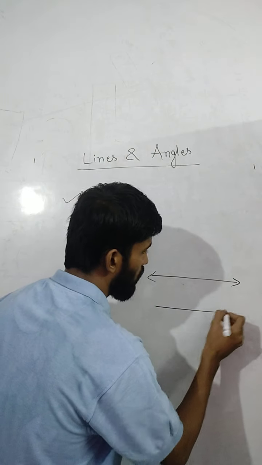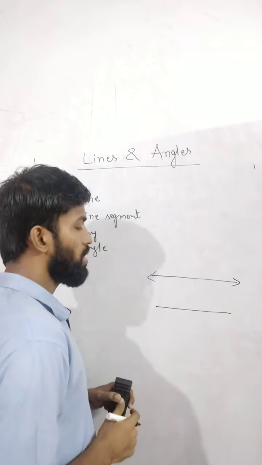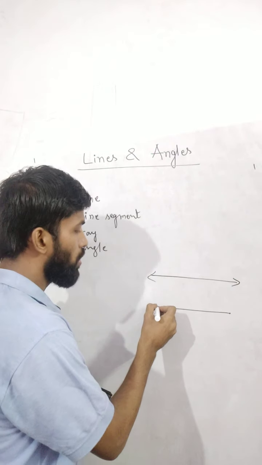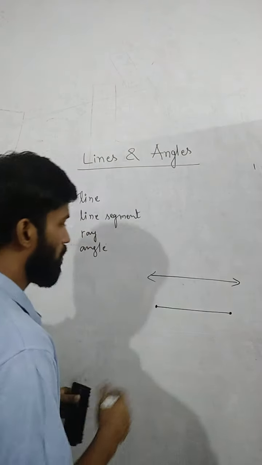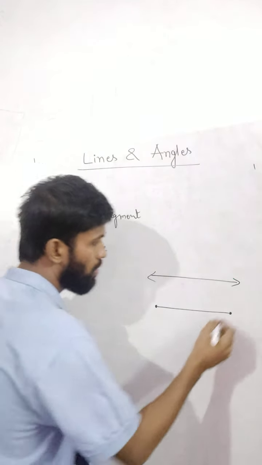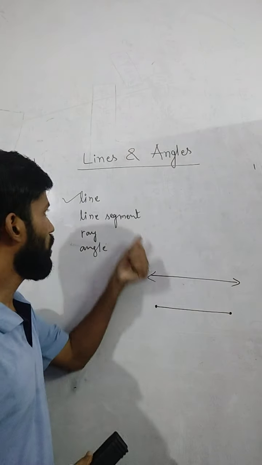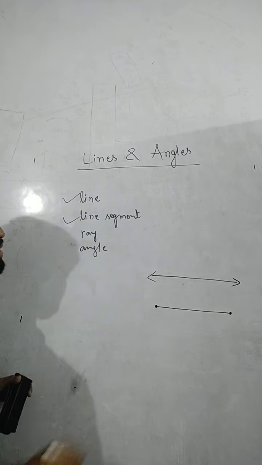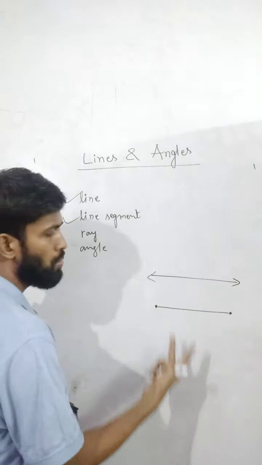The other term is line segment. What is a line segment? In terms of endpoints, a line segment has two endpoints, and we represent the endpoints with bold dots. So this is a representation for a line segment. Okay, a line has no endpoint and a line segment has two endpoints.